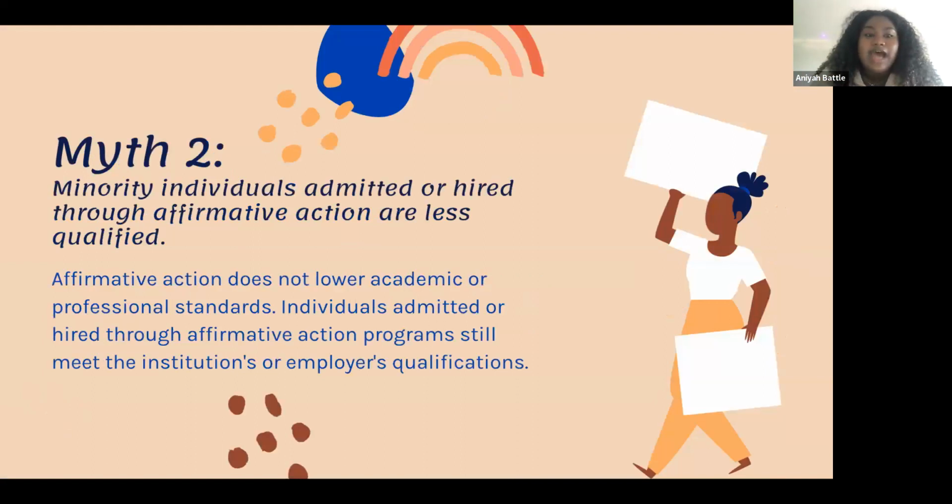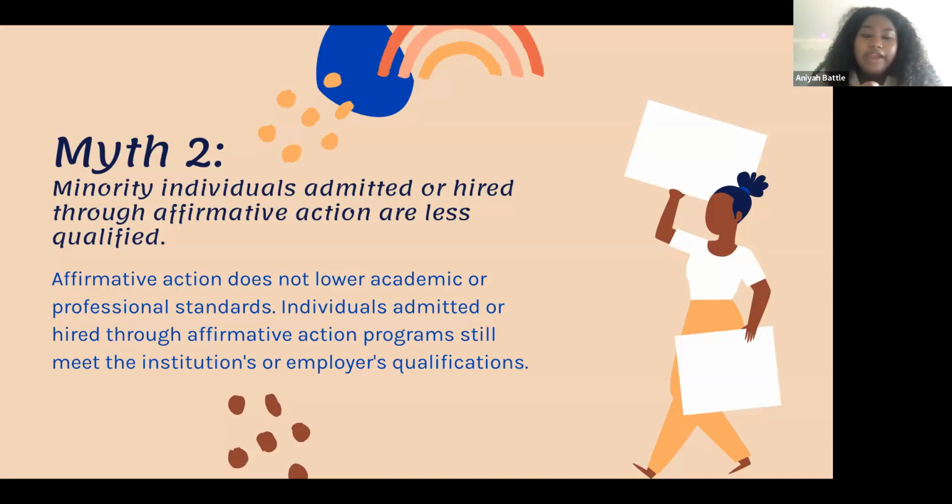Myth two is that minority individuals admitted or hired through affirmative action are less qualified. And this is simply not the case. I know that there's a lot of stigma surrounding people of color being viewed as not having the same skills and background as people who are not of color. Affirmative action does not lower academic or professional standards.